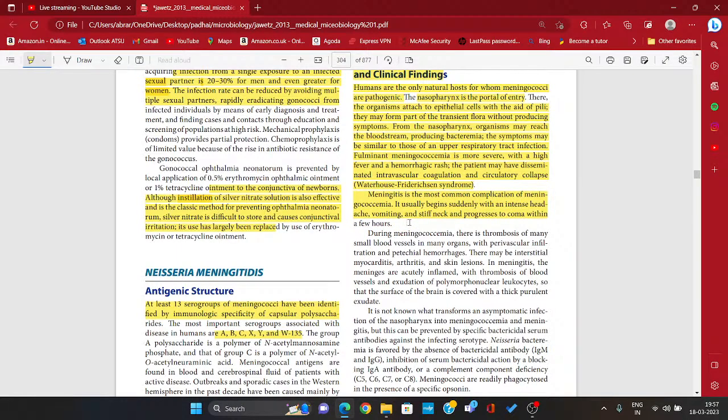During meningococcemia, there is thrombosis of many small blood vessels in many organs with perivascular infiltration and petechial hemorrhages. There may be interstitial myocarditis, arthritis, and scleritis. In meningitis, the meninges are acutely inflamed with thrombosis of blood vessels and exudation of polymorphonuclear leukocytes, so that the surface of the brain is covered with a thick purulent exudate.